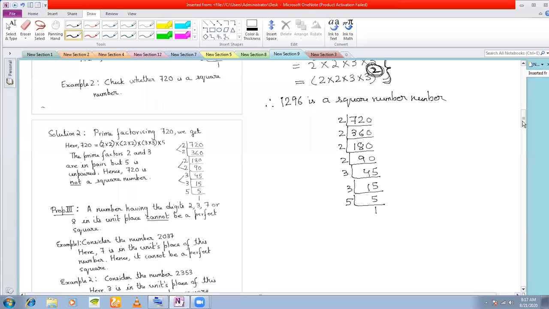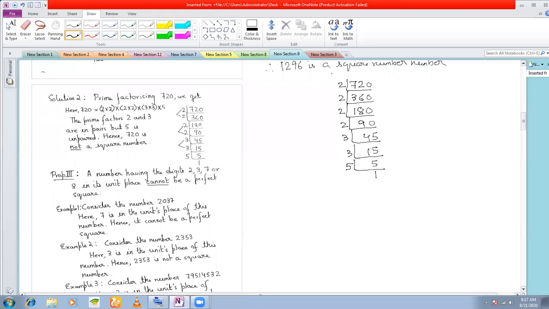Okay, so now you see what happens. You see that this is a pair of equal primes. This is a pair of equal primes. This is a pair of equal primes. But 5 is not paired. Okay, so 720 can be written as pairs of equal primes as 2.